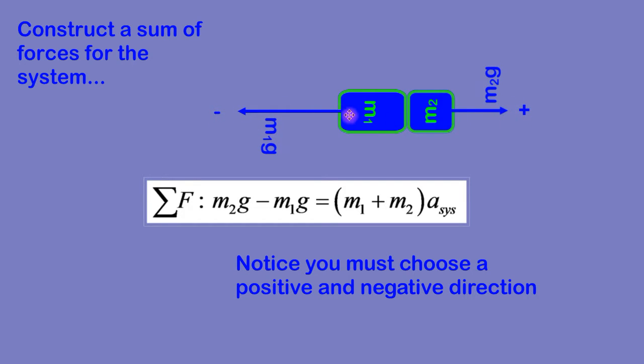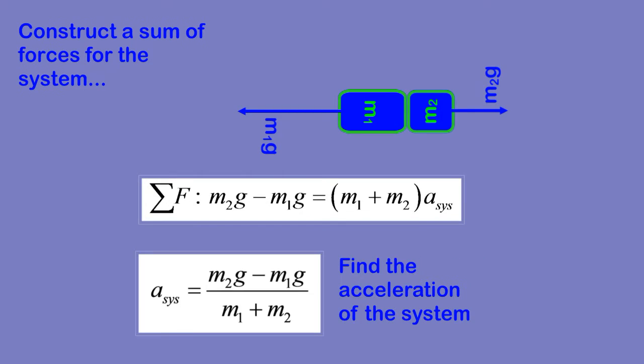It's up to you. So I then went about making a sum of forces using this free body diagram. First of all, M2G minus M1G would be the sum of forces. That's acting on both masses, and therefore we have a system's acceleration as a result. So I would move on to solve for that system's acceleration, and it's simply a matter of dividing these two forces by the combined mass to find the system's acceleration.